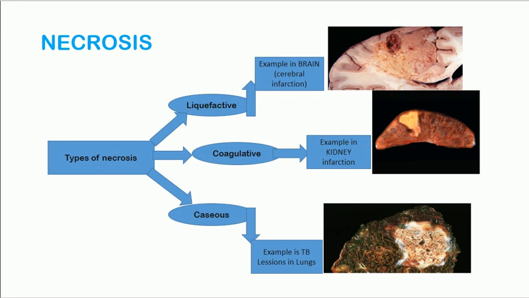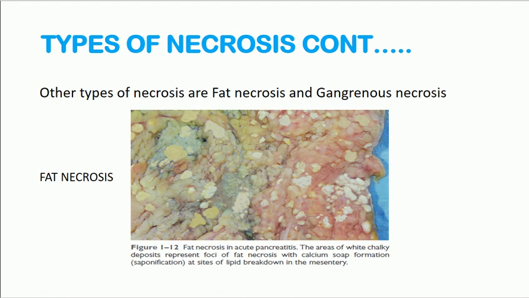Other types of necrosis are fatty necrosis and gangrenous necrosis. Let's see fatty necrosis. Fatty necrosis is commonly manifested in pancreatitis, especially acute pancreatitis. As you see in this picture, there is an area of white chalky deposit that represents foci of fatty necrosis. This is accompanied by calcium soap formation, which we call saponification, at the site of lipid breakdown in the mesentery.